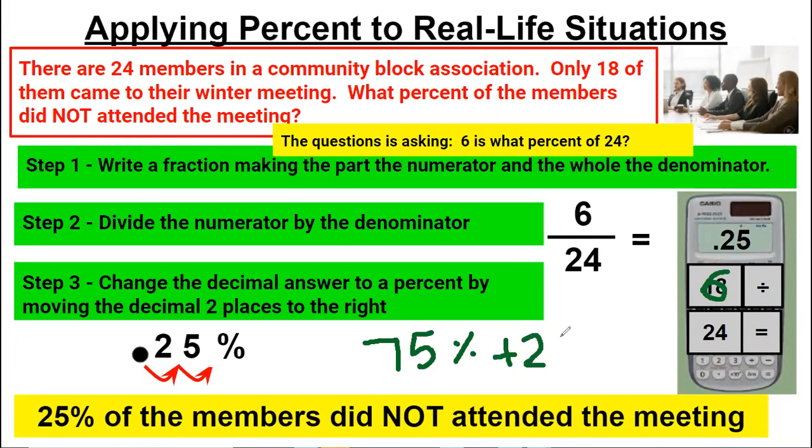If you add 75 and 25, what number do you get? Yes, you get 100%. That accounts for everybody, right? So that makes sense. You should always get to 100%. So 75 went and 25 did not. Percent, not numbers. Okay.